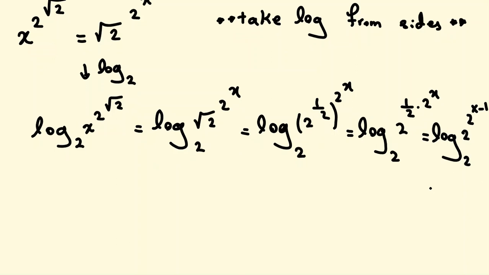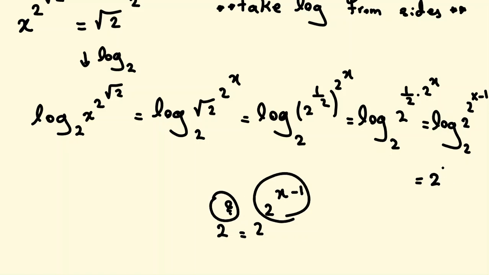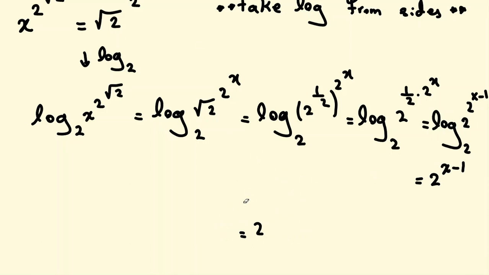This is the right hand side we've simplified, and then you can say it is what? The definition of logarithm I mentioned at the beginning of the video: 2 to the power of what is 2 to the power of 2 to the power of x minus 1? So we can write 2 to the power of x minus 1. Let me erase this part. So I found this. Now let's simplify the left hand side.